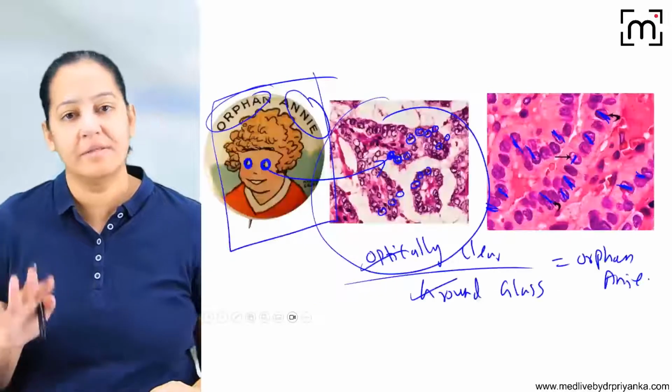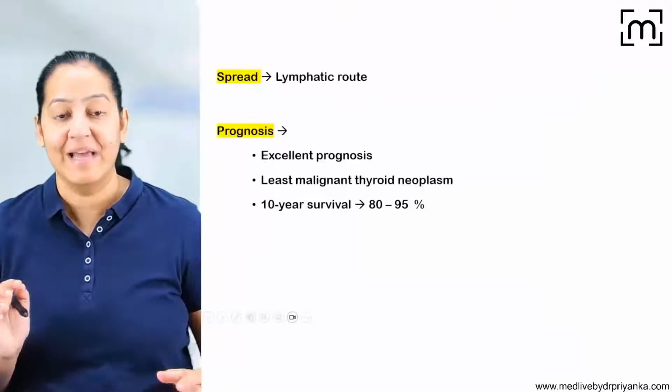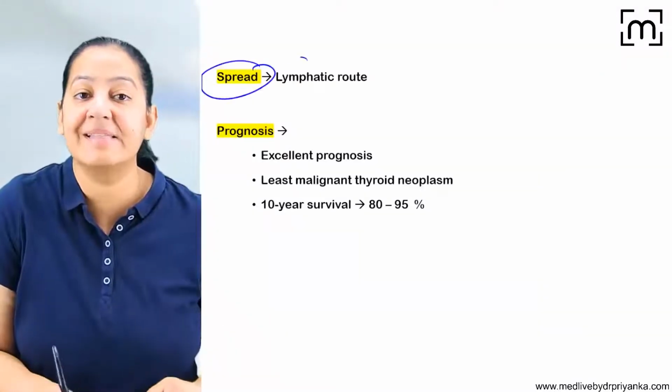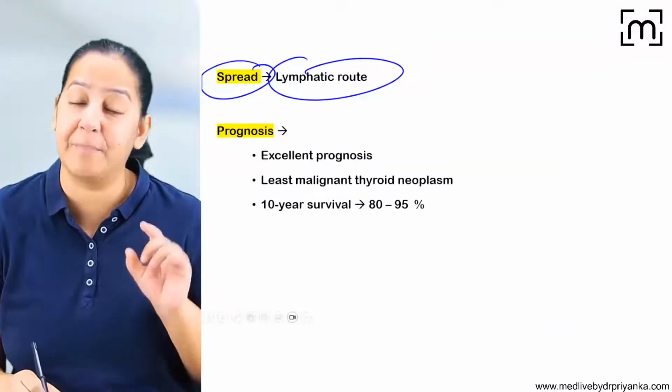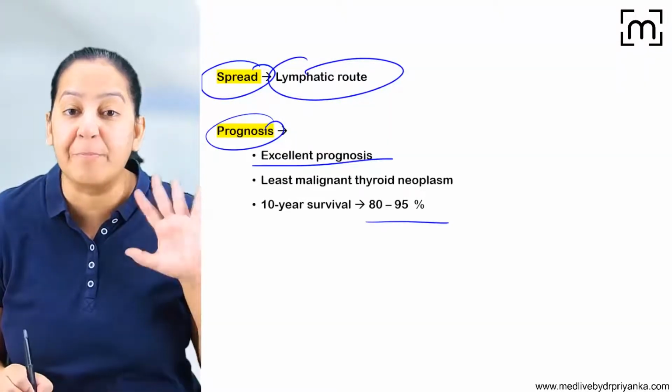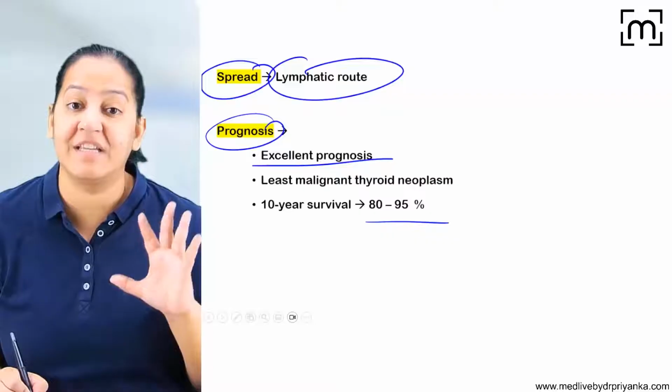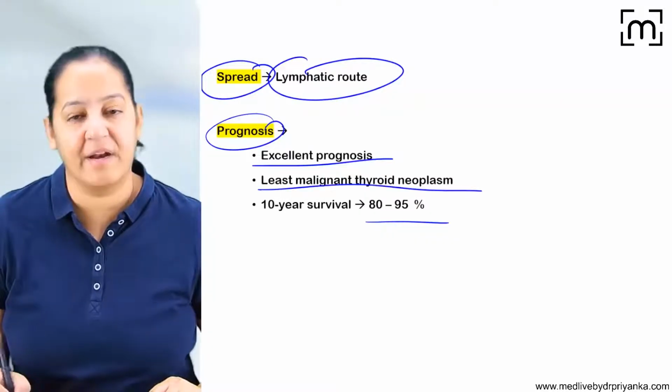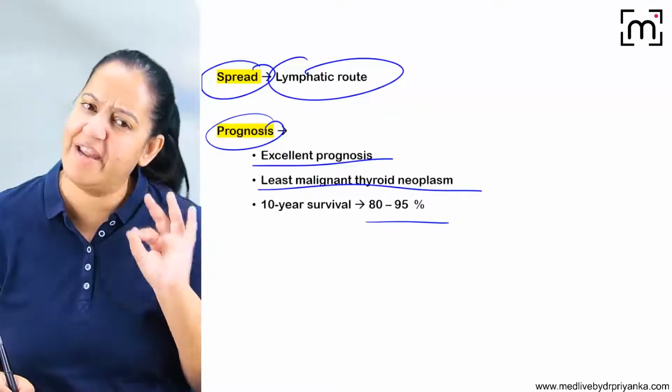That's all about it. This is the microscopy you have to draw like this. Now coming on the spread. The spread is lymphatic spread. Papillary carcinoma spreads mostly by the lymphatic route, and prognosis is excellent. The 5-year survival is up to 80 to 95%. It is the least malignant thyroid tumor among the 4. It has a very good prognosis.